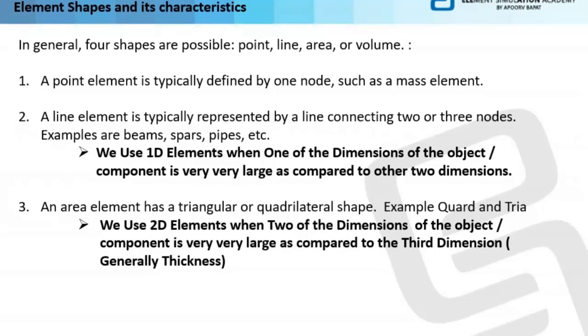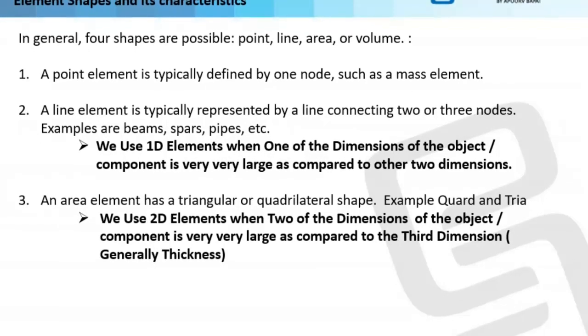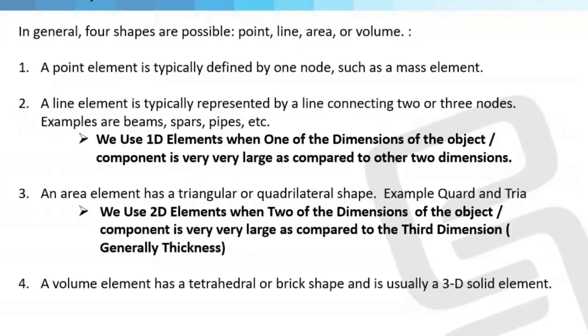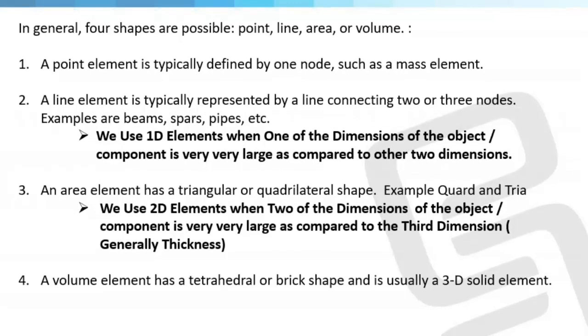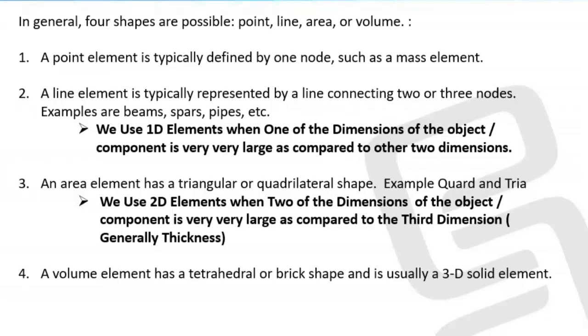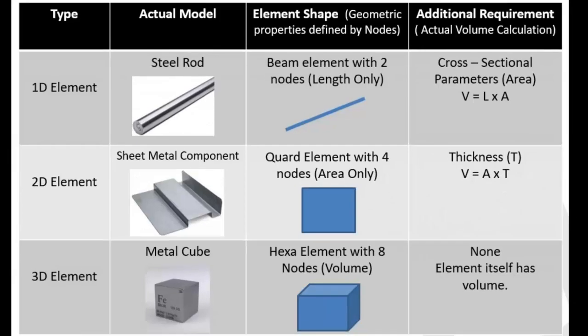We use a 2D element when two of the dimensions of the object or component are very large as compared to the third dimension, which generally is the thickness. A volume element has a tetrahedral or brick shape and is usually a 3D solid element. We use a 3D element when all three dimensions of the object or component are comparable.